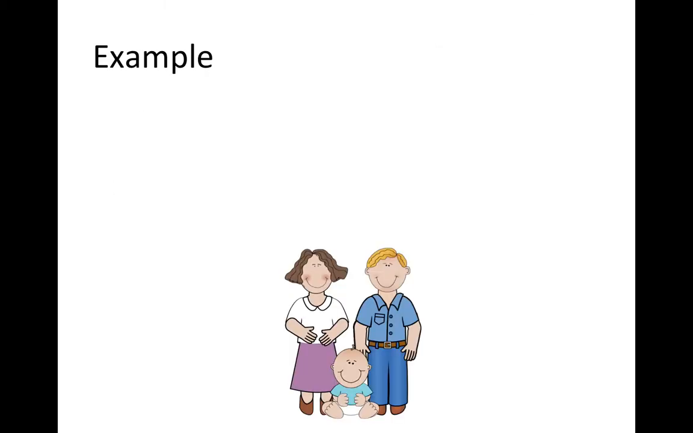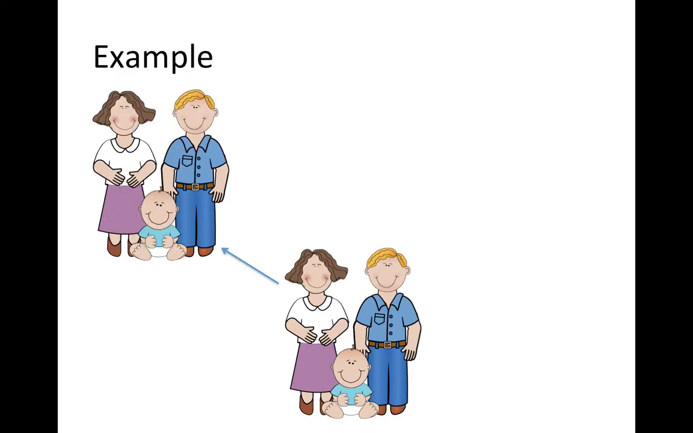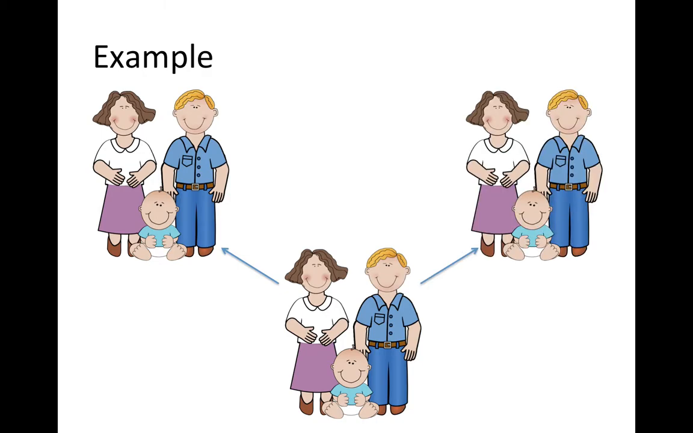Here's mom and dad and baby. We have mom, dad, and baby, but we can also realize that mom was once baby to another set of mom and dad, and dad was also once baby to even another set of mom and dads. To drive this further, let's look at an even easier example.